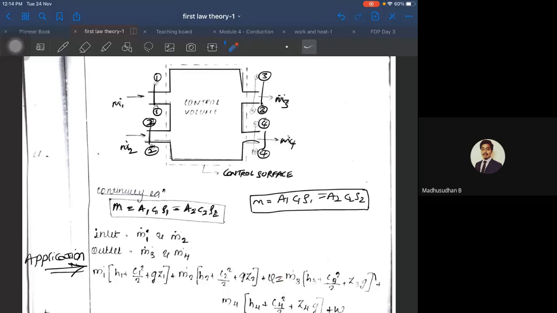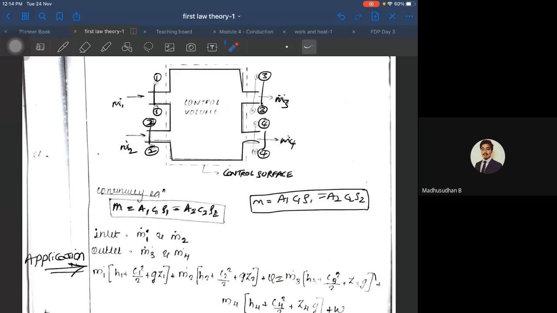Since there are two inlets, m1 dot and m2 dot, for both you have to apply the energy expressions, which is m1 into h1 plus C1 square by 2 plus g into Z1. That is for the m1 dot. And for the second inlet, m2 dot into h2 plus C2 square by 2 plus g into Z2, plus Q. Okay, this is for the inlet.